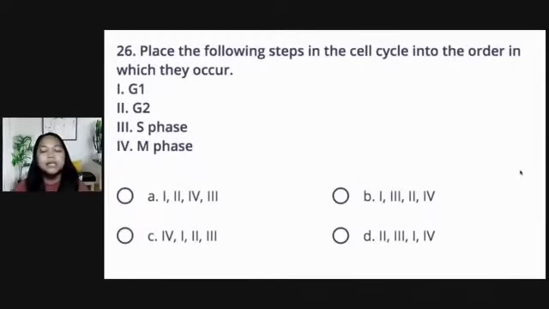The following steps in the cell cycle, place them in the order in which they occur. Number 1, G1, number 2, G2, number 3, S phase, number 4, M phase. And then you have the different choices at the bottom. Letter A, 1, 2, 4, 3. Letter B, 1, 3, 2, 4. Letter C, 4, 1, 2, 3. Or letter D, 2, 3, 1, 4. Which one is the correct choice for number 26? What is the correct sequence? Ano po yung correct sequence natin for number 26? Please put that in our chat box.